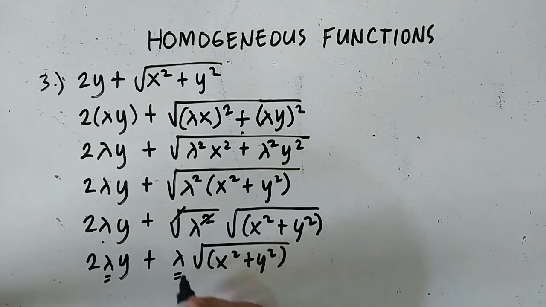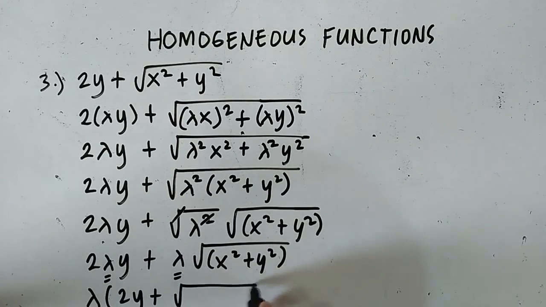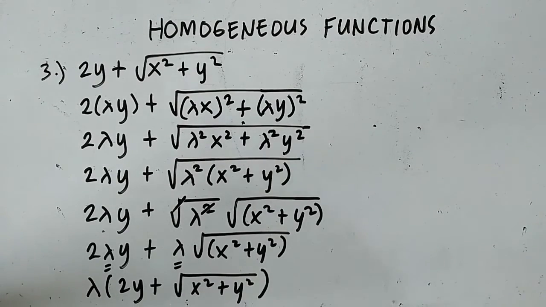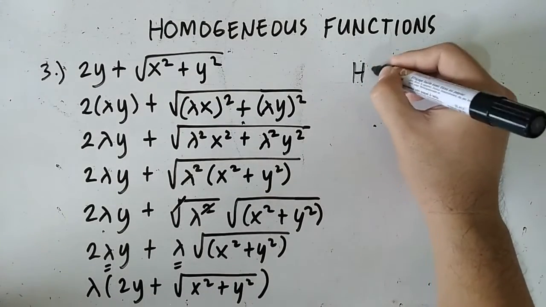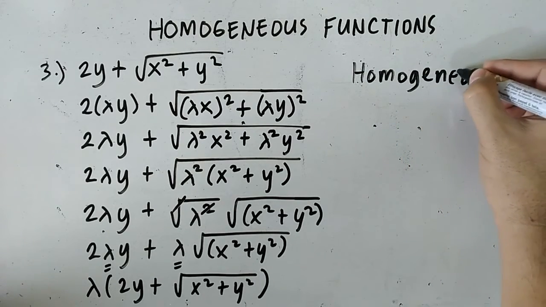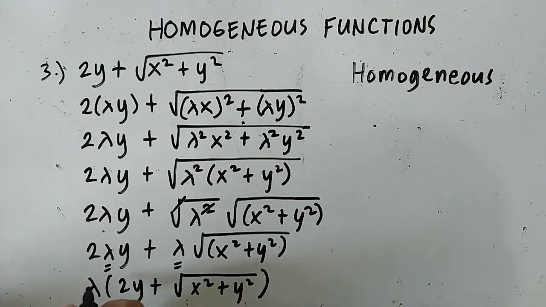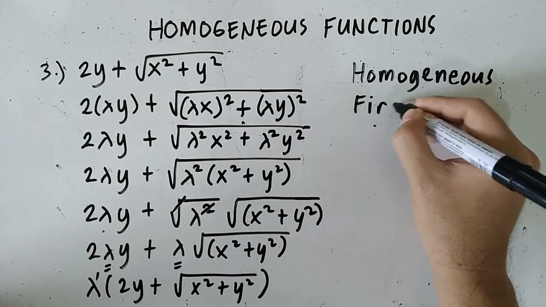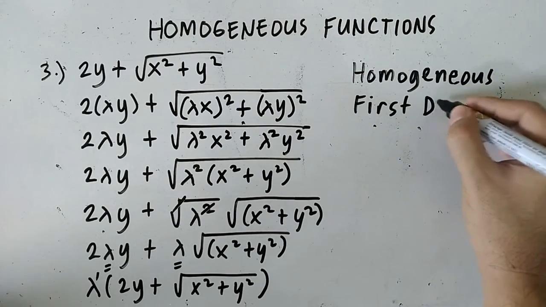And since we have lambda per term, we can factor out this lambda. We have 2y plus square root of x squared plus y squared. So we have completely factored out the lambda so that we no longer contain any lambda inside the function. And this means that the function is homogeneous. And since lambda is raised to an exponent equal to 1, then we can say that it is homogeneous of the first degree.